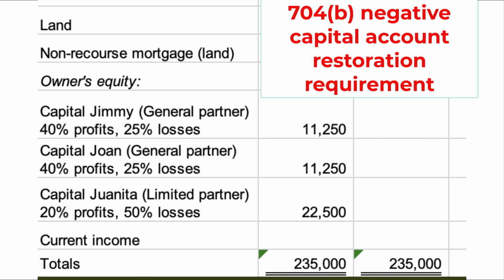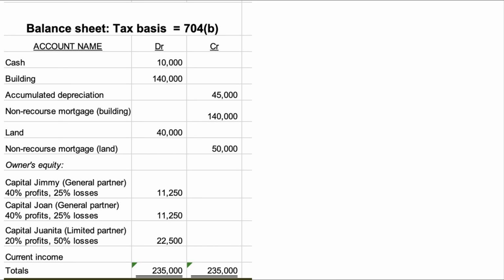Assume that Juanita has not agreed to a negative 704B capital account restoration requirement. But that's okay so far because there haven't been any revenues and the only expense is depreciation on the building. The $45,000 of depreciation expense on the building has created a $45,000 loss, which was allocated to the partners according to their loss ratios. That's why all 3 partners have negative capital accounts, both tax and 704B.